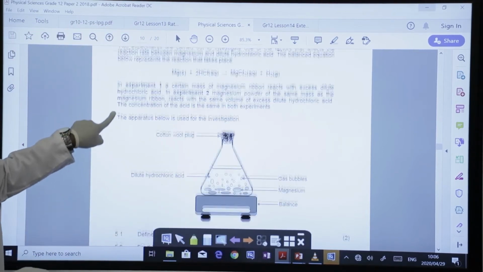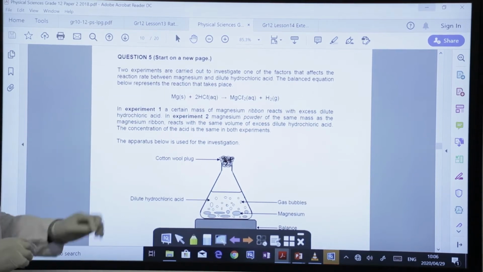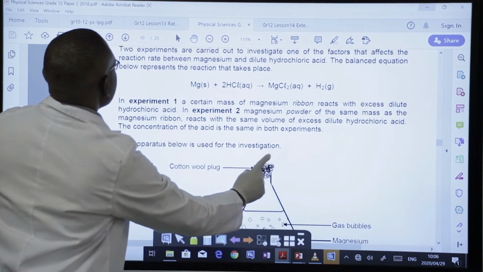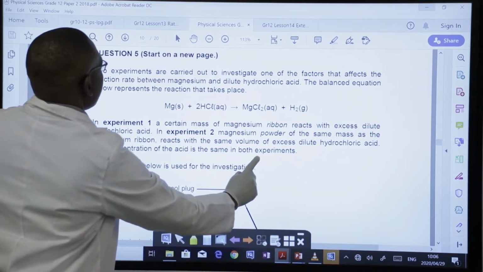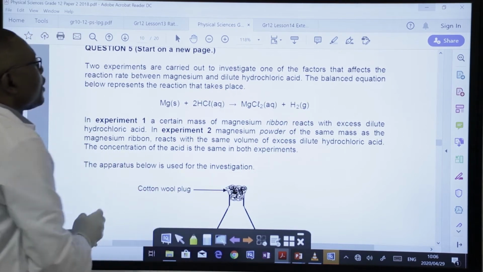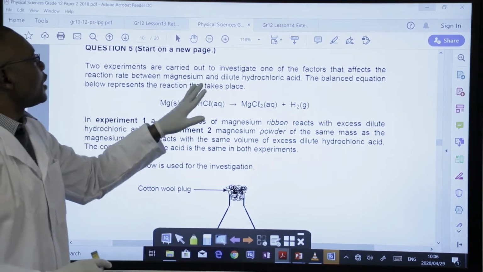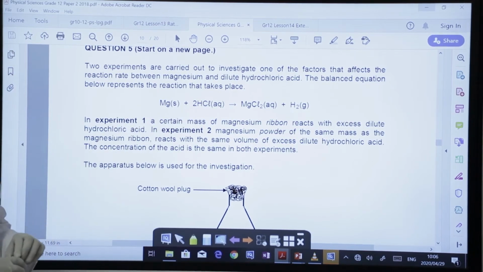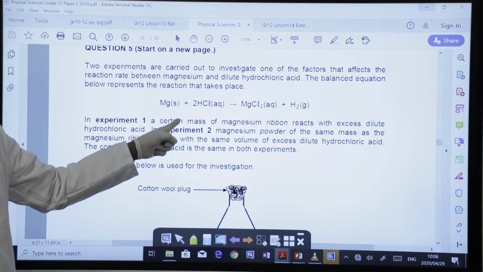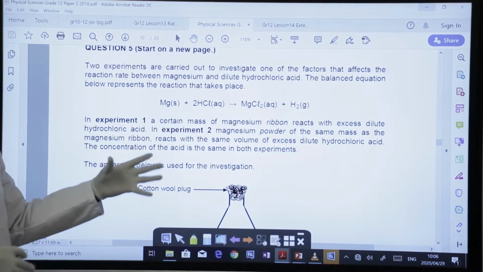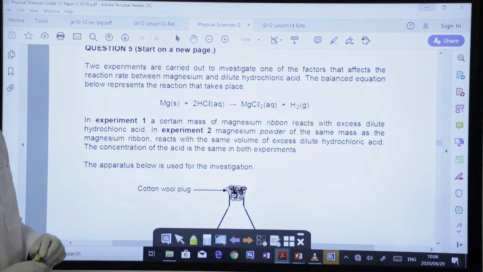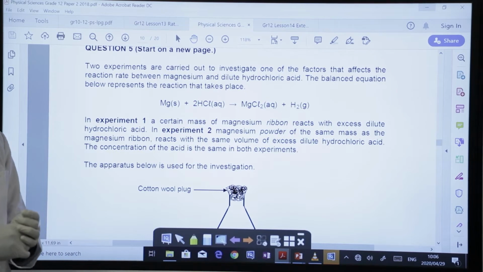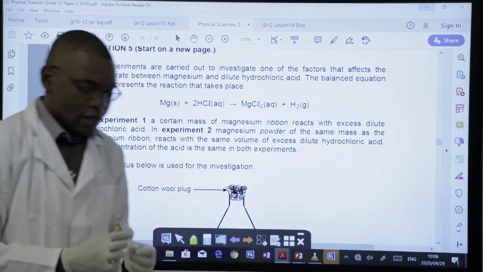So here we are saying 2 experiments are carried out to investigate factors that affect the rate of reaction between magnesium and dilute hydrochloric acid. And this is the balanced equation we are given, which shows that magnesium solid reacts with aqueous hydrochloric acid to give us magnesium chloride and hydrogen gas being bubbled out.